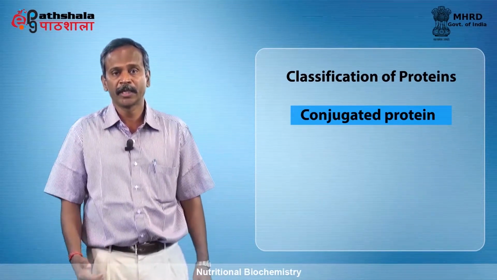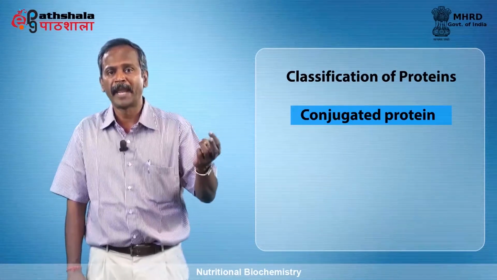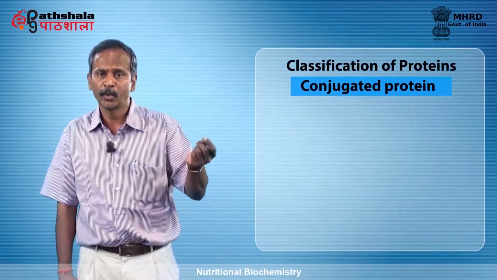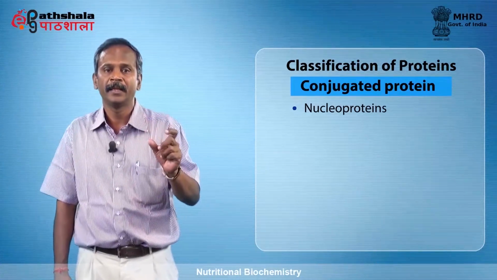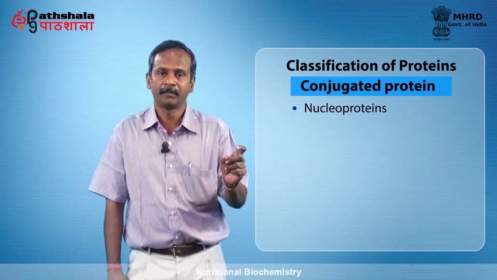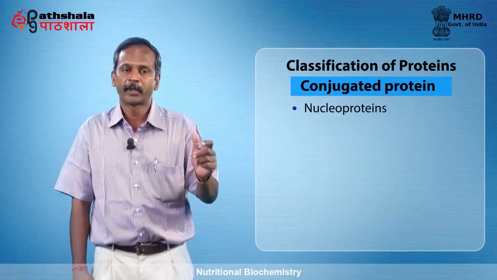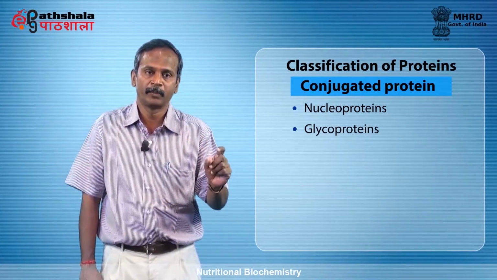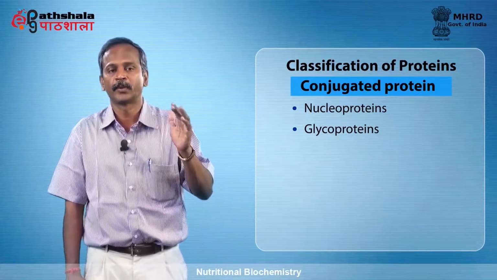The next one in the classification of protein, conjugated protein. The conjugated protein is based on the prosthetic group, which plays the main role. The first one is nucleoprotein. The nucleic acid, particularly DNA and RNA, is the prosthetic group. Example, nucleohistone and nucleoprotamine. Glycoprotein, the prosthetic group is carbohydrate, which is less than 4% of the protein.